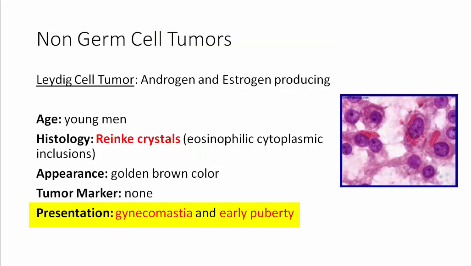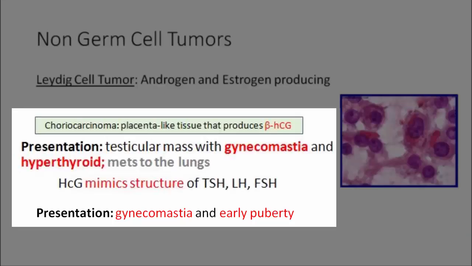In children, this will manifest as precocious puberty, while in adults, this will likely manifest as gynecomastia. Do you remember which of the germ cell tumors that we covered can also cause gynecomastia? That's right, choriocarcinoma, due to HCG sequence homology.